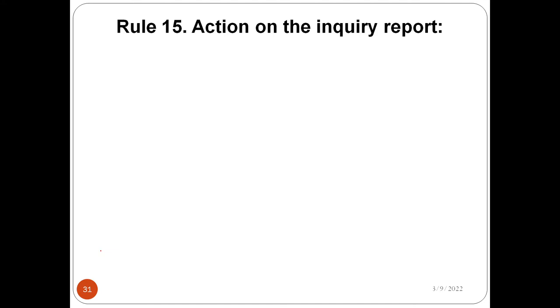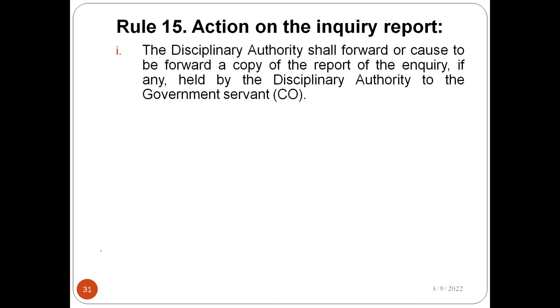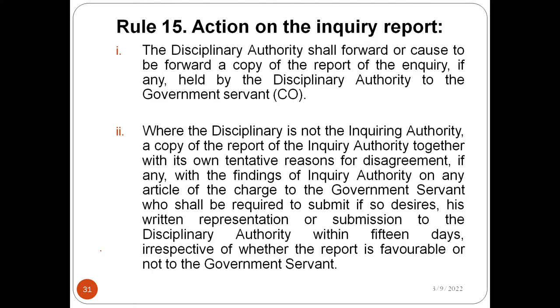Rule 15. Next, Rule 15 of the CCS CCA is action on the inquiry report. The disciplinary authority shall forward or cause to be forwarded a copy of the report of the inquiry, if any, held by the disciplinary authority to the government servant. Where the disciplinary authority is not the inquiry authority, a copy of the report of the inquiry authority together with its own tentative reasons for disagreement, if any, with the findings of the inquiry authority on any article of the charge is forwarded to the government servant, who shall be required to submit, if he so desires, his written representation or submission to the disciplinary authority within 15 days, irrespective of whether the report is favorable to the government servant or not.